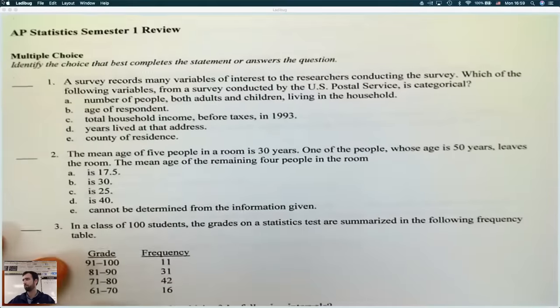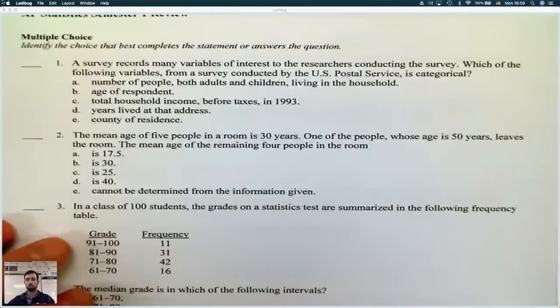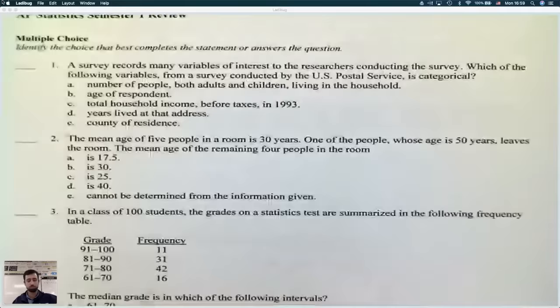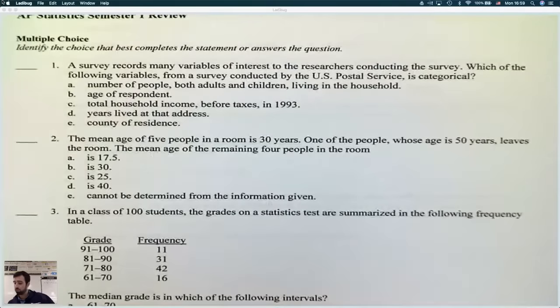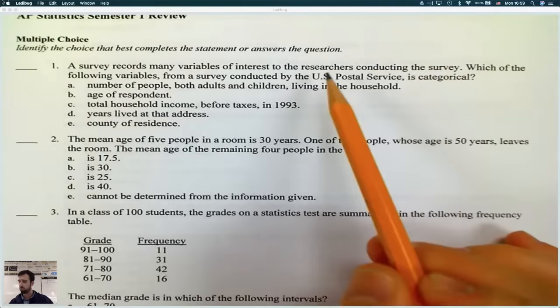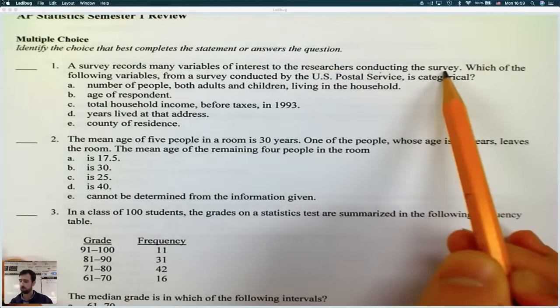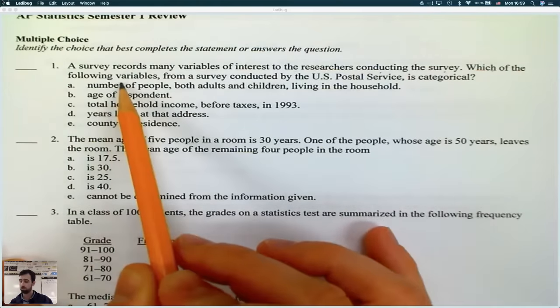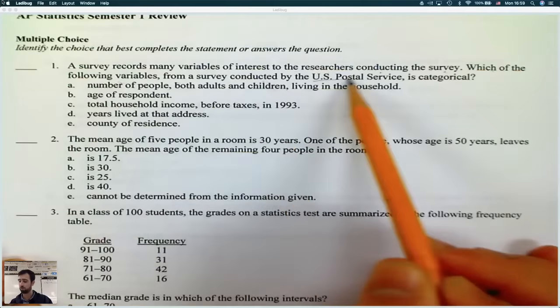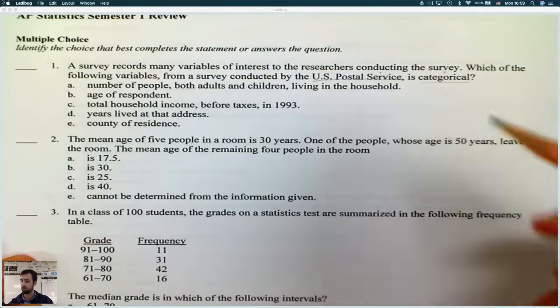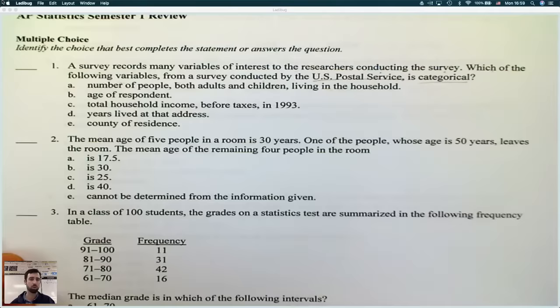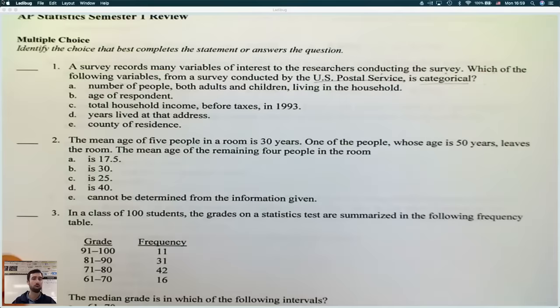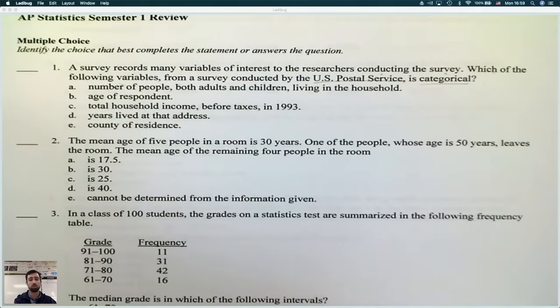All right. So we'll dive into our first multiple choice practice. A survey records many variables of interest to the researchers conducting the survey. Which of the following variables from a survey conducted by the U.S. Postal Service is categorical? Remember, categorical is a certain category. So if I ask you a question, you're going to tell me a category, not usually a number. That gets a little tricky when we talk about zip code, because although zip code is a number, it still is categorical data.